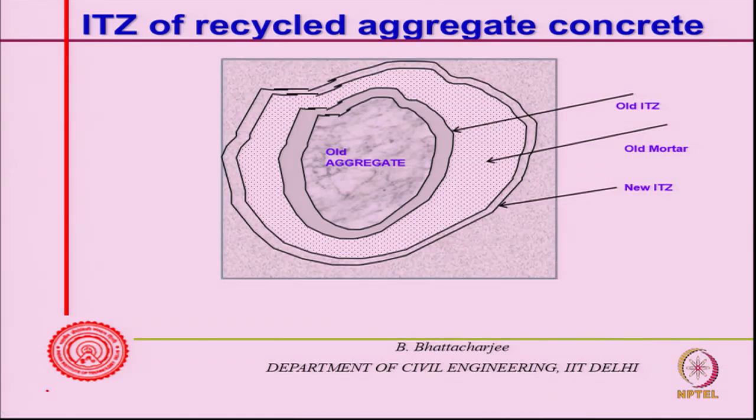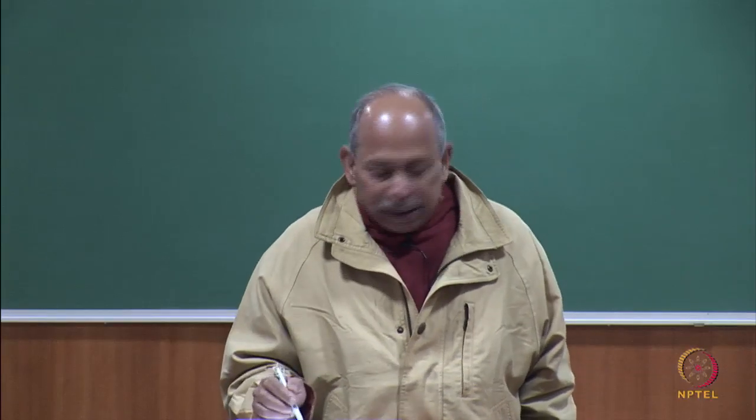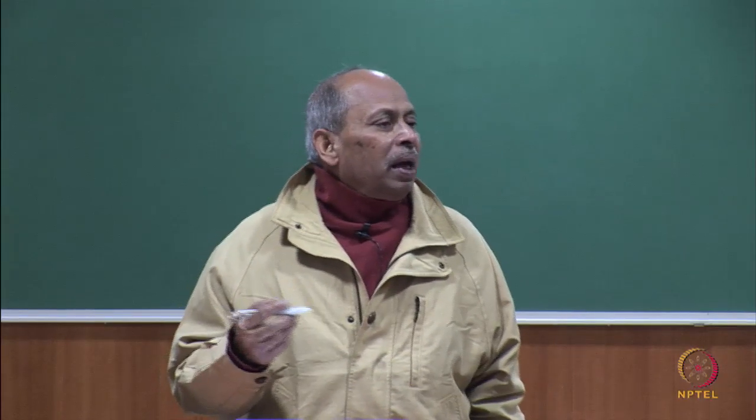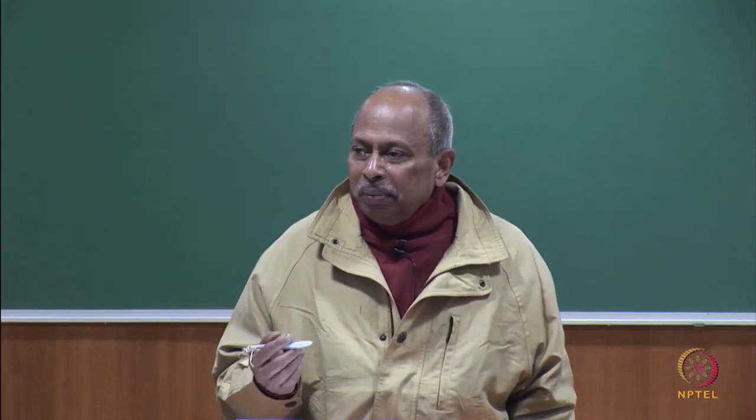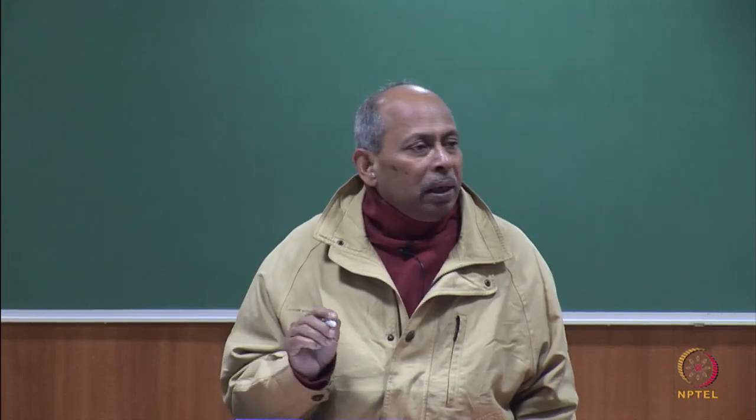Anyway, this was the weakest link earlier. Now the aggregate itself becomes poorer because of this link, and this is another weak link. As long as these two weak links are of similar strength, similar performance wise, it is fine. Which means you can't use it for a very high strength system. But normal concrete you can really use them for.